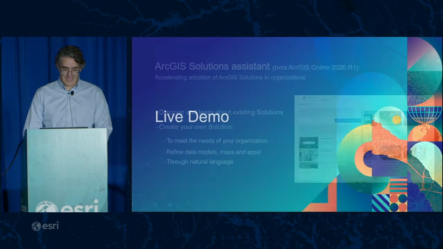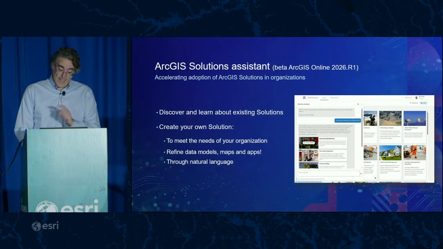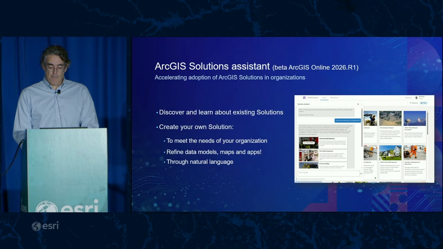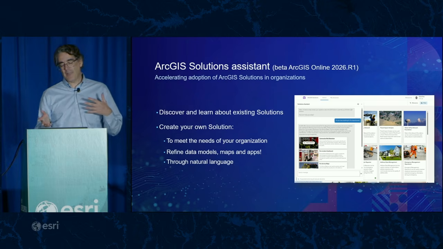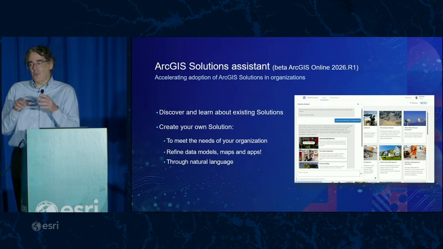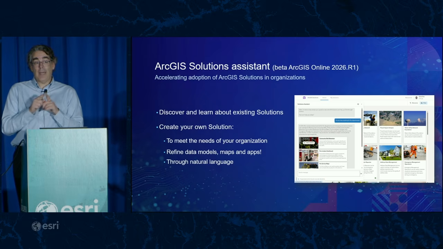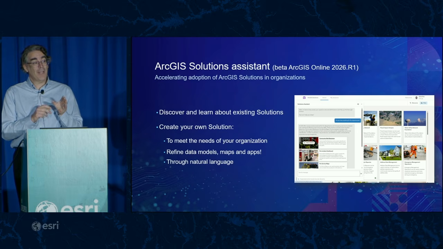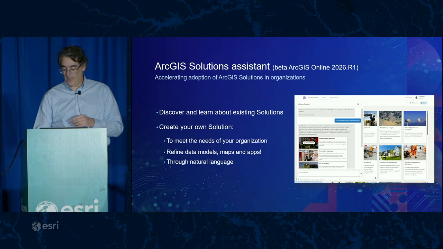Yep. Okay. We have an assistant for solutions. At this moment, the assistant was released a couple of weeks ago. I would describe this assistant as better search. You can use natural language to find solutions. But in June, at the users conference, this assistant will let you do much more interesting things. Once you find a solution, you'll be able to refine it, change the schema, change the layers to fit your particular business needs. So I think that will be really, really nice.